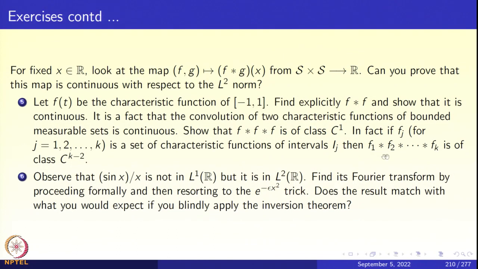The next problem is to show that if I take f star f and again take its convolution with f, I'm going to get a class C1 function. More generally, if I take characteristic functions of k bounded intervals I1, I2, I3, up to Ik, call them f1, f2, f3, up to fk, and take the convolution f1 star f2 star ... star fk, then this k-fold convolution will be of class C^(k-2). You can try to check that. In fact, the proof of this last claim is available in Rudin's functional analysis.